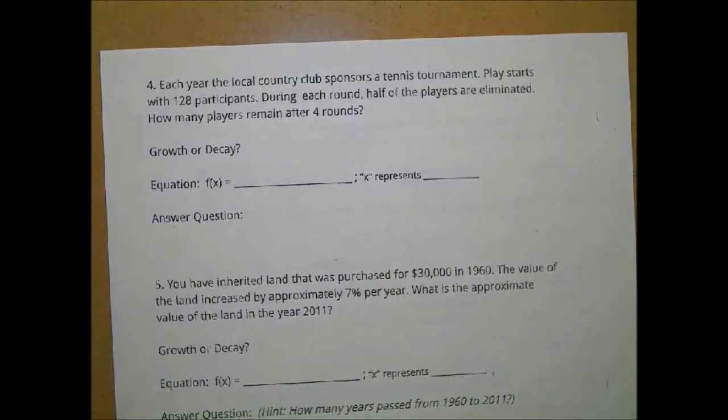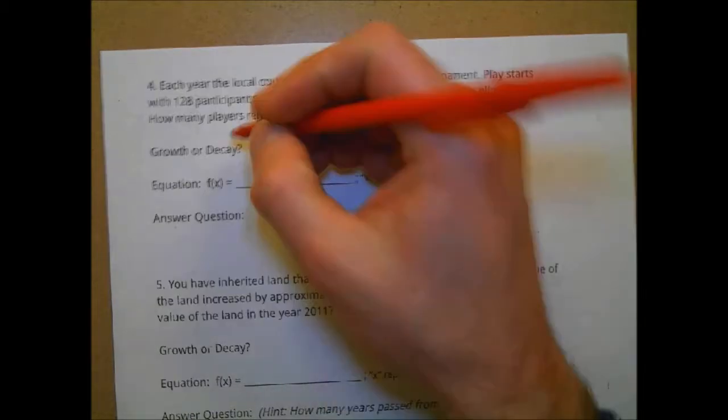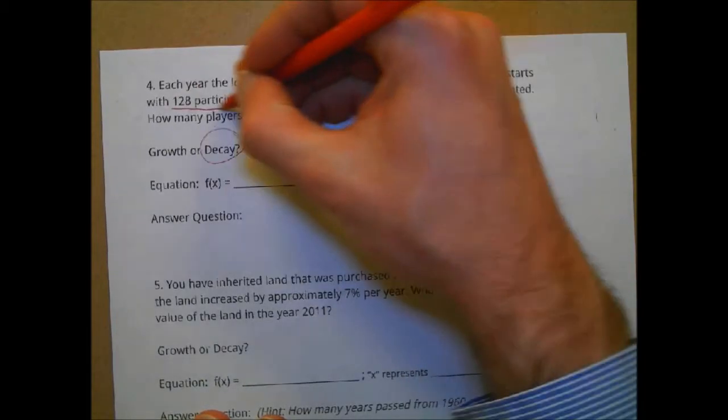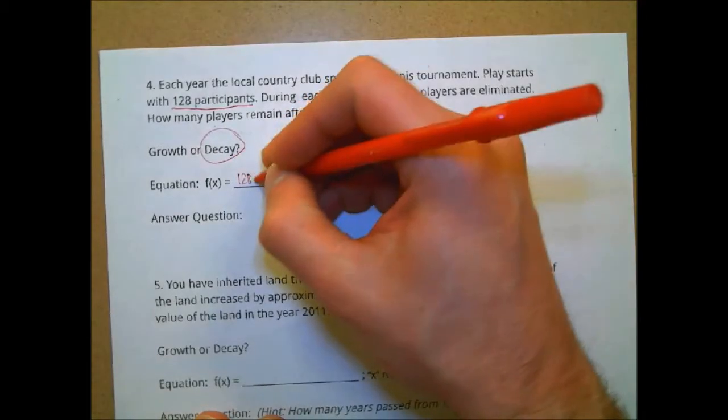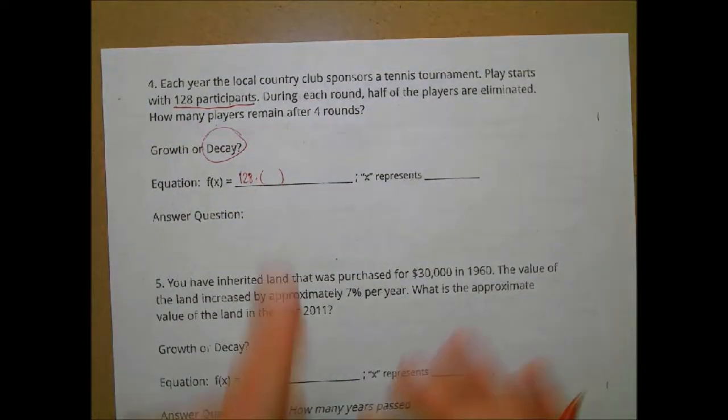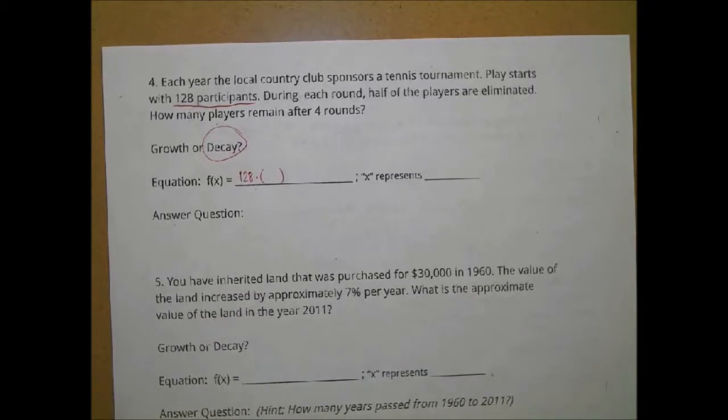So is this a growth or decay? Decay. Why? Because it's going down. Yeah, we're losing participants, right? So it's decay. Okay. What's our starting or initial amount here? 128. Okay, so 128 times, and then our b value here. What's our b value going to be? 4? Not 4. Yeah, it's going to be 1/2.